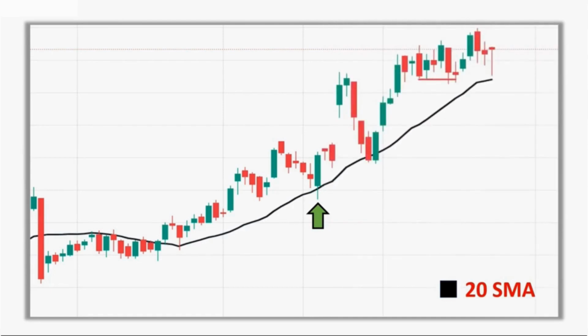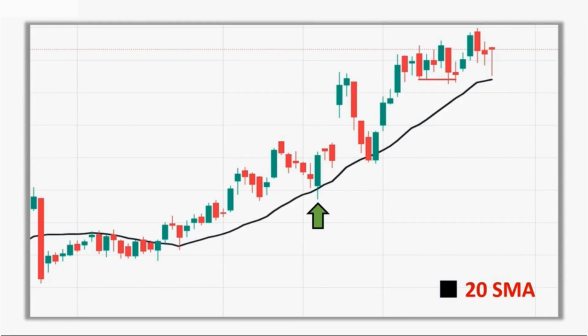So it is simple. Support on the 20 SMA along with a candlestick pattern indicating bullish reversal, we are going to buy the stock. And a similar thing can be done when the price is taking a resistance on 20 SMA. At that time, we will look for bearish reversal patterns over the resistance area and we can make a short trade over there. But for that, the market has to be in a downtrend.